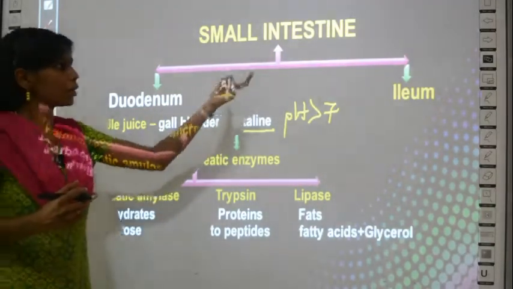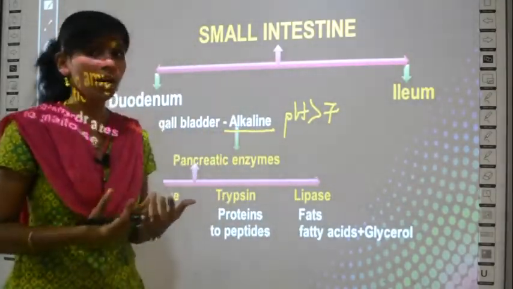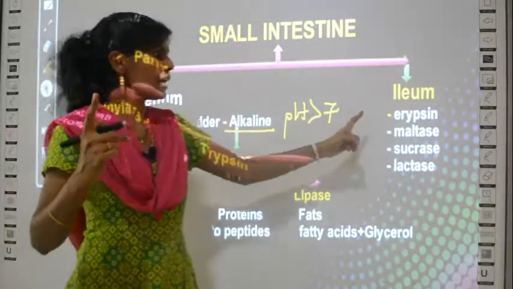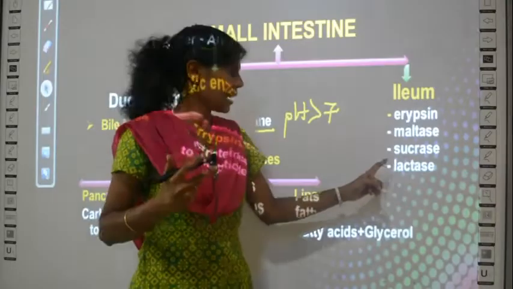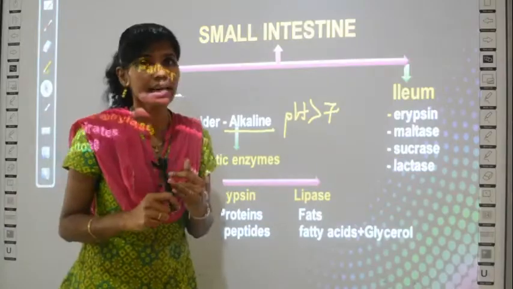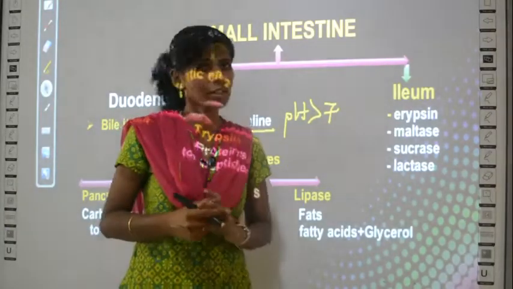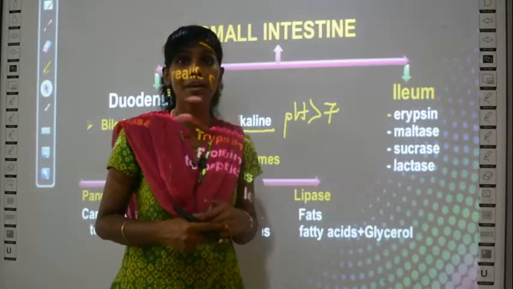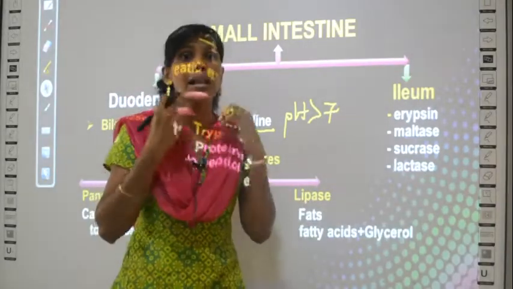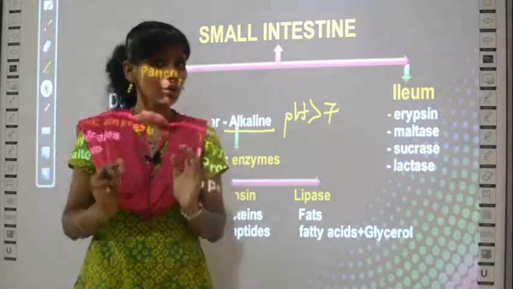The lowermost part of the small intestine, called the ileum, also has certain enzymes. What are they? There are four enzymes present: erepsin, maltase, sucrase and lactase. What do they do? They also break the larger food particles into smaller ones. For example, maltase will break maltose, sucrase will break sucrose, lactase will break lactose. So they also break big food particles into small particles.